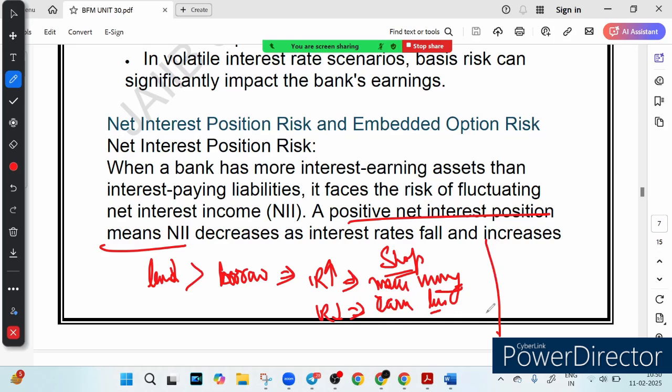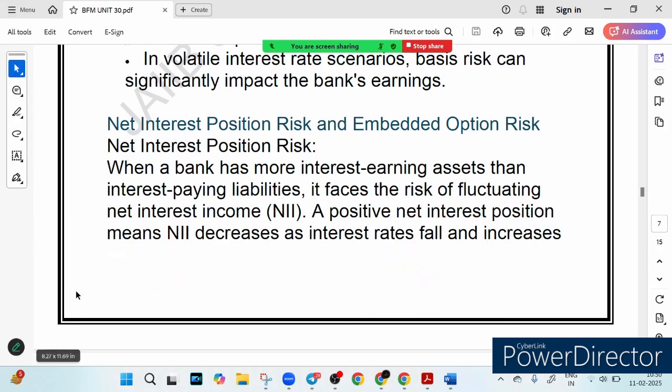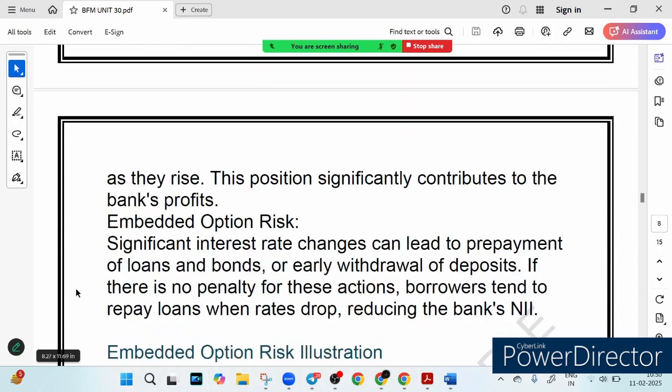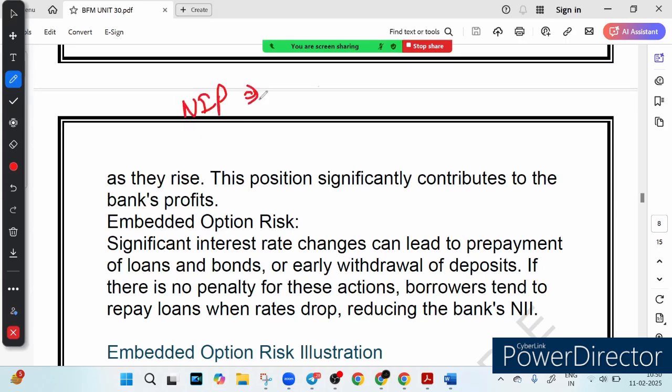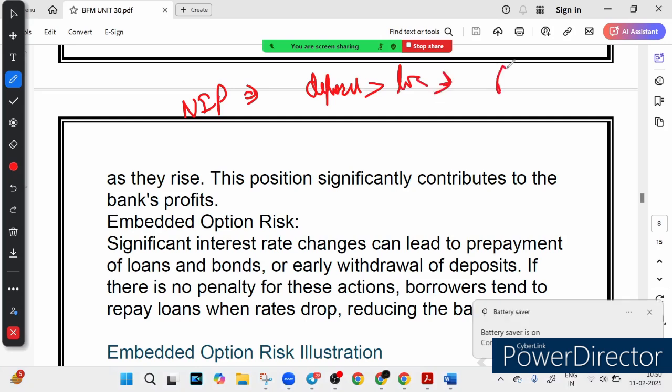And there is something called negative net interest position. When I say negative net interest position, it means more deposits than loans, right? So our deposits are higher than the loans. In this case, it will be profitable when rates decrease. So a bank must carefully balance its interest-earning assets and interest-paying liabilities to avoid losses. I hope this is clear now.